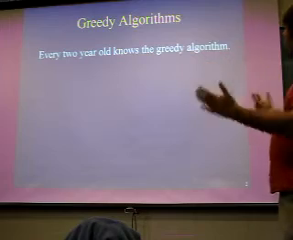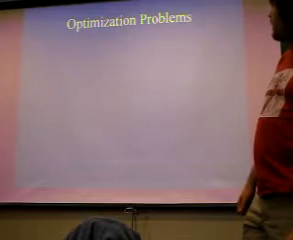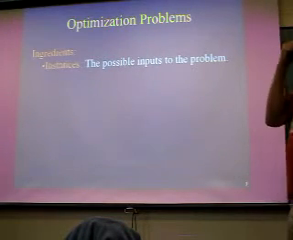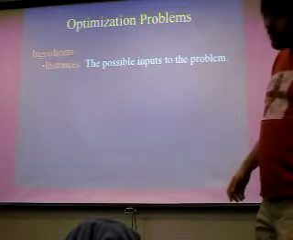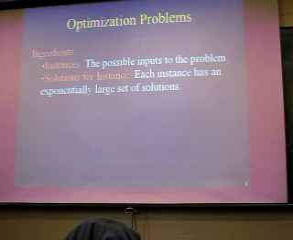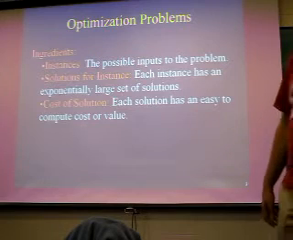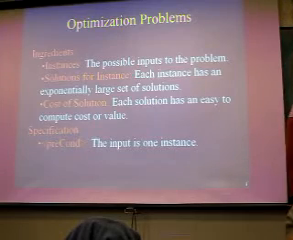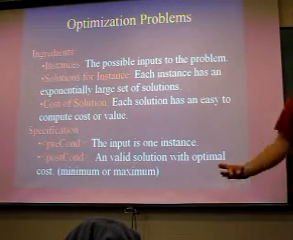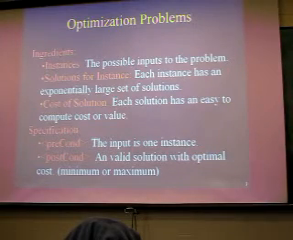We can do it. Greedy algorithm. Every 2-year-old knows the greedy algorithm is you grab what looks best and you go for it. Right? Remember what an optimization problem is? The input is, you have the set of possible inputs. Each input has an exponential set of solutions. And each solution has an easy-to-compute cost. And given an input, your goal is to find an optimal cost, an optimal solution, right? And some solutions aren't valid, right? So we need an optimal valid solution. Everybody got with this? We did this already, right?